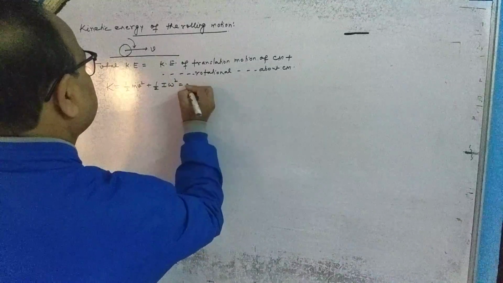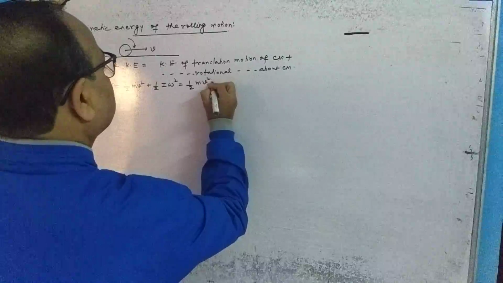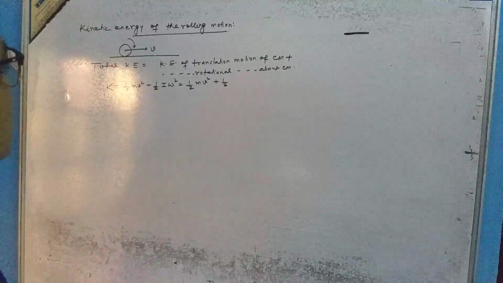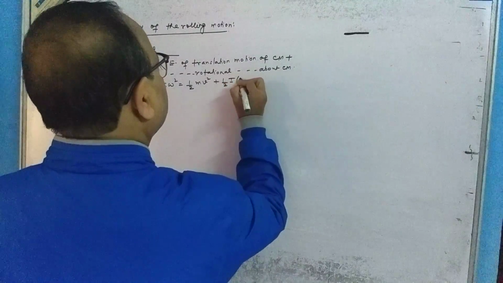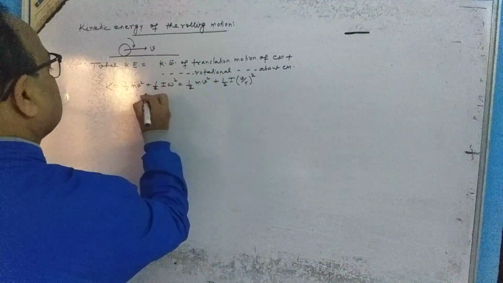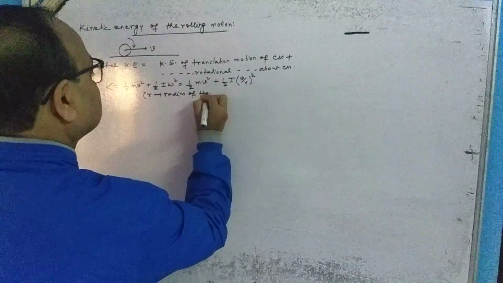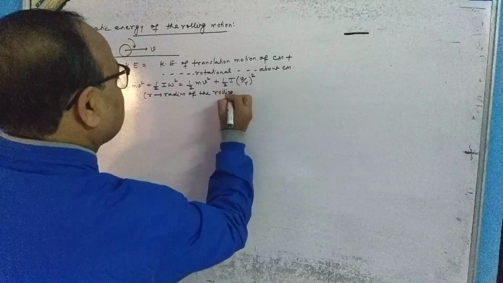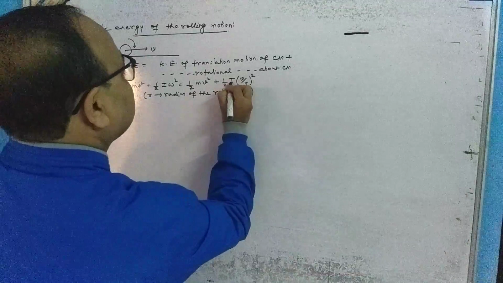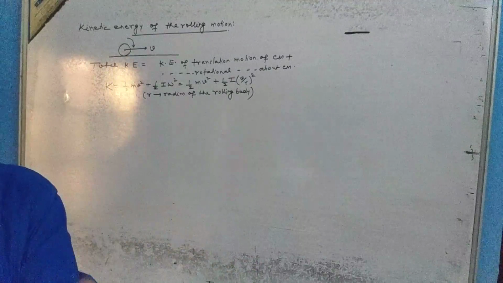That means you can say half mv square plus half I omega square, with I into v by r whole square, where r is the radius of the rolling body. The rolling body may be a solid cylinder, a hollow cylinder, a sphere, a disc, a ring, anything.